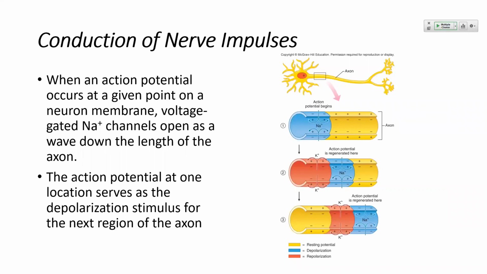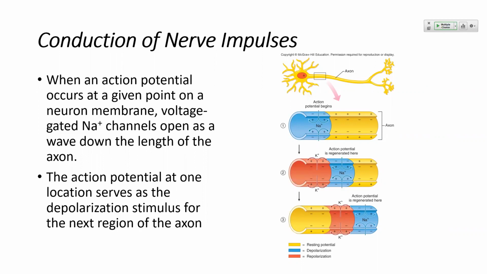So when an action potential occurs at a given spot on a neuron, we have opening up of voltage-gated channels at that spot. This is what keeps the action potential moving unidirectionally. Basically, these channels open in waves down the length of the axon. It is a series of stepwise opening and closing of these channels down the length of the neuron, and this prevents the action potential from moving in the retrograde or reverse direction.